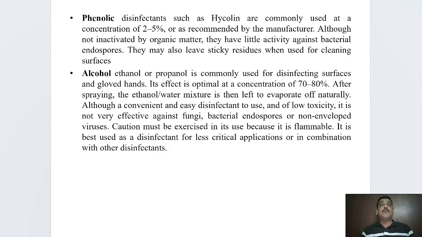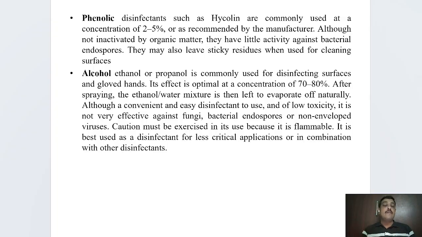The effective optimum concentration that has been standardized is 70 to 80 percent ethanol, but usually 70% ethanol is frequently used. This ethanol is flammable. So when we are working with a Bunsen flame, we are supposed to be highly cautious about using ethanol alcohol, because it may also tend to undergo burning. So that is the caution that we are supposed to take.